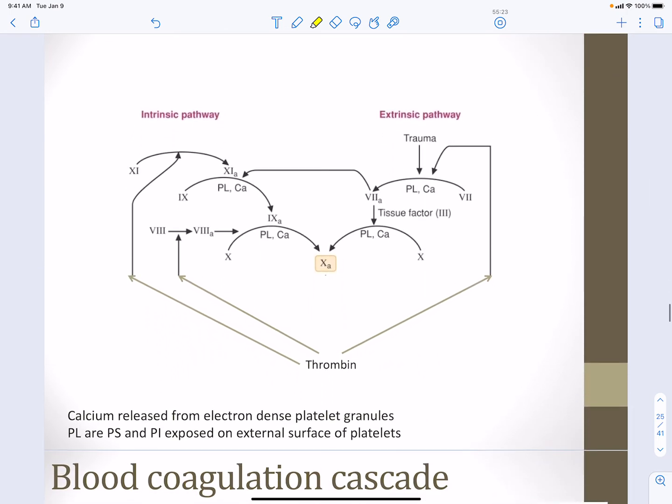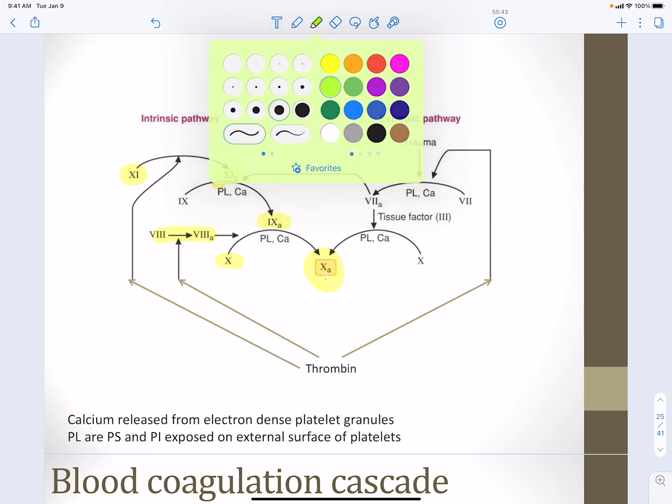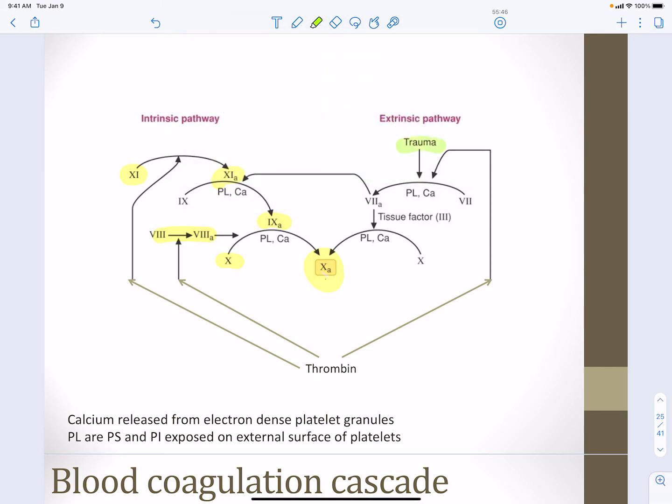So here we have a picture of your intrinsic versus extrinsic. Again, your intrinsic pathway had the high molecular weight kininogen, and that factor 12 that led to the activation of your factor 11, and that will converge on this 10-ACE complex in order to activate your factor 10. Extrinsic, you're using trauma in this case, and factor 7. Tissue factor is factor 3, which is going to be a cofactor for this. And this, again, is going to converge and activate factor 10 to factor 10A.